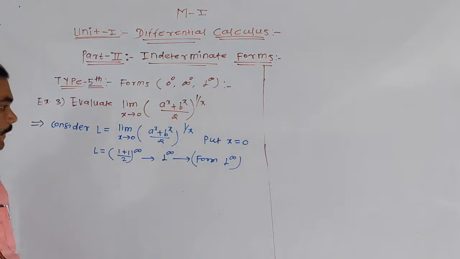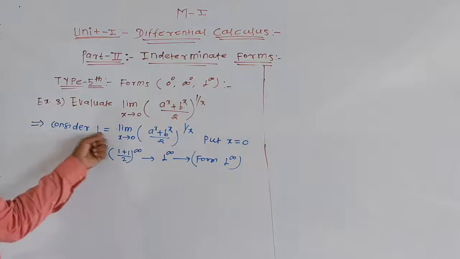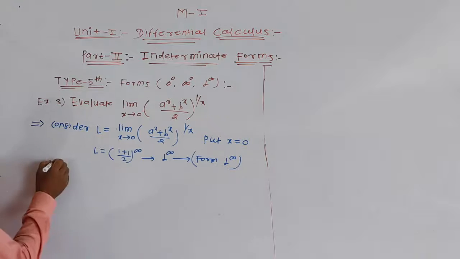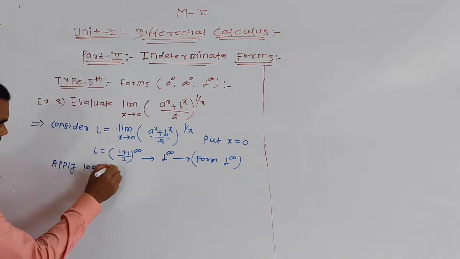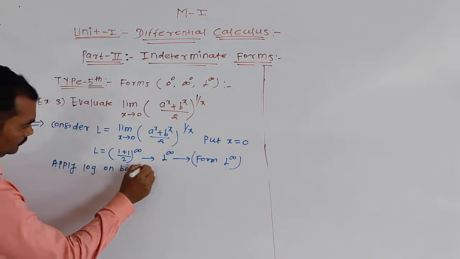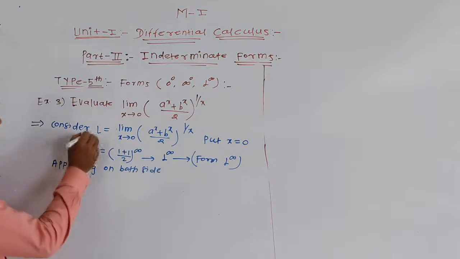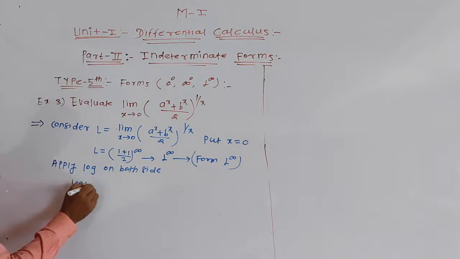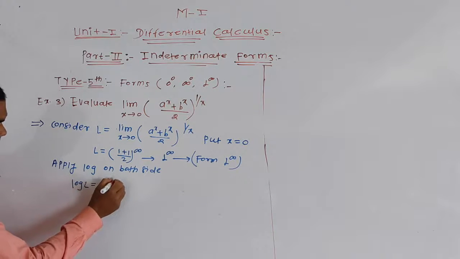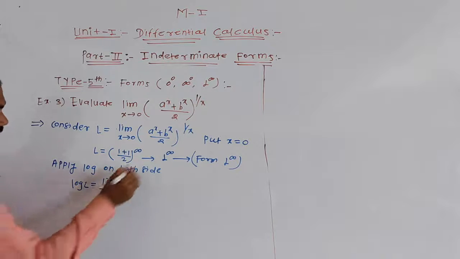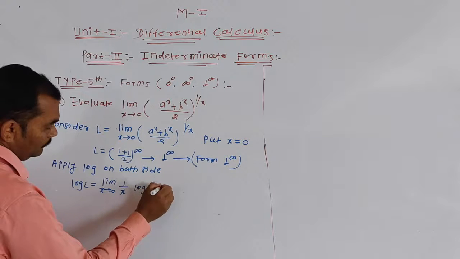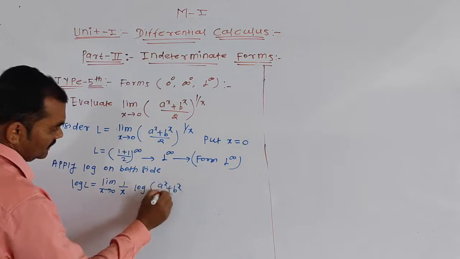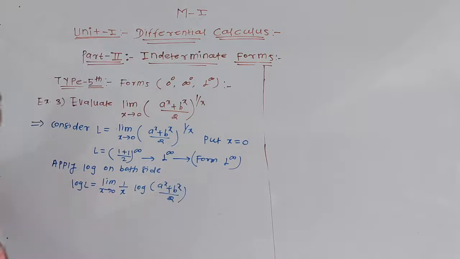Correct. Now second step, apply log on both the sides. Correct. Apply log on both sides, so what will we get here? Log of L is equal to limit x tends to 0, here 1 by x as it is, log of a raised to x plus b raised to x whole divided by 2. Okay, by using the property this goes to this side.